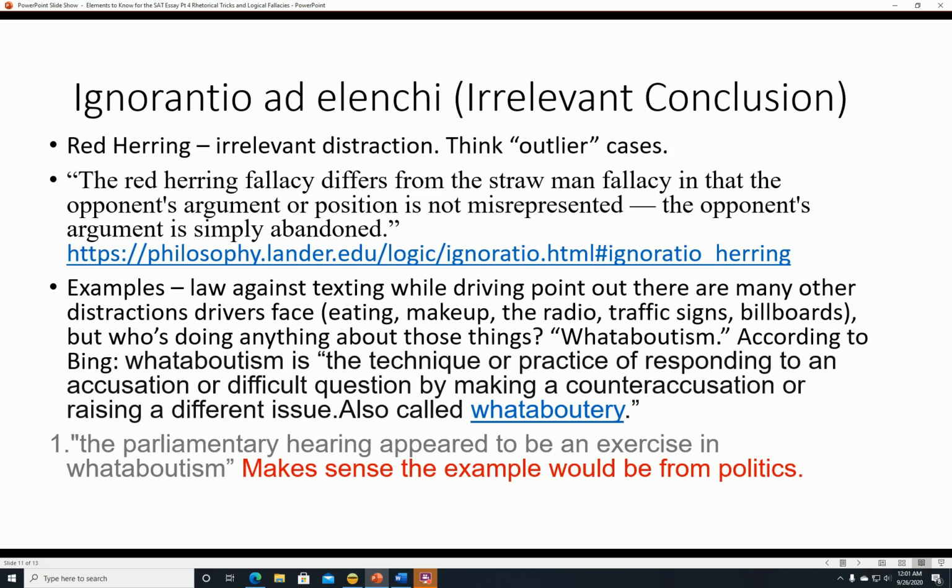Or you can think of just crazy, irrelevant outlier cases, like, well, seatbelts are bad because there was one case where somebody was trapped by their seatbelt and burned to death in their car. It's like, well, yeah, but there are thousands, if not millions, of cases where people avoided serious injury, in fact, walked away uninjured from car crashes because their seatbelt was on.